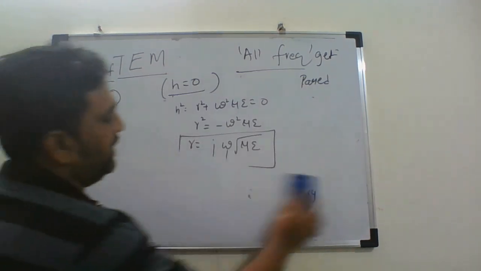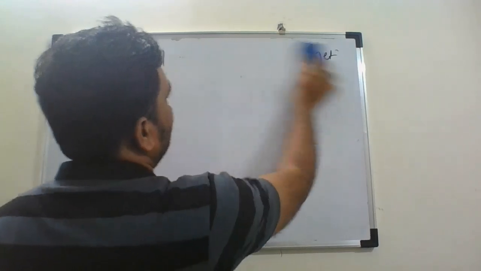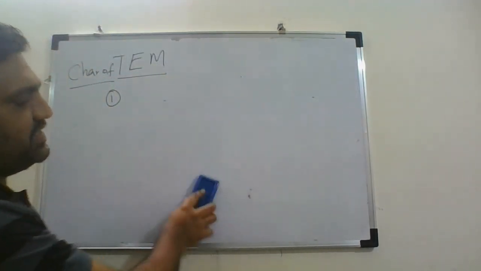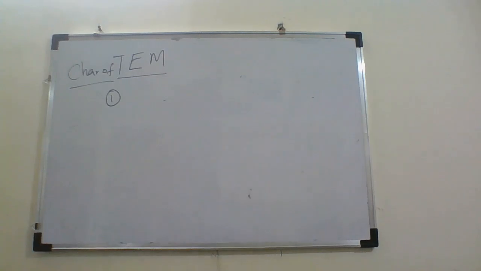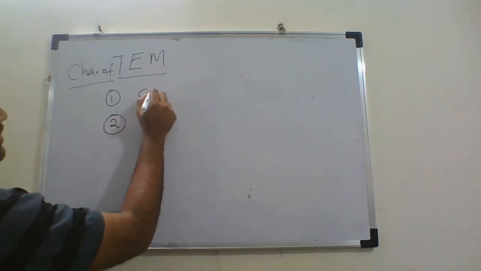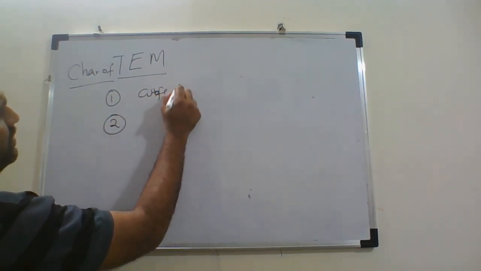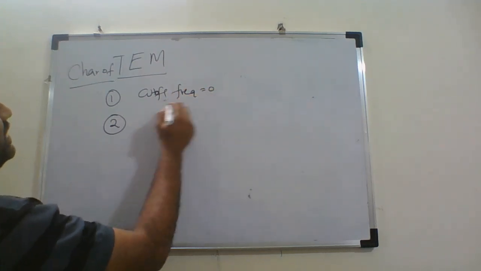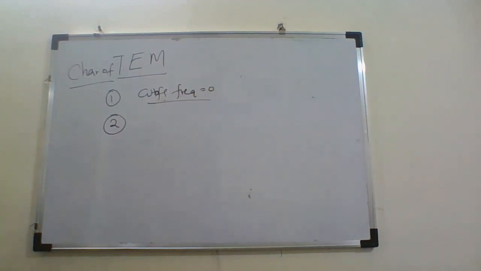Point 2 here, the special feature is that there is no cutoff frequency for the transverse electromagnetic wave. Every frequency gets passed through it. The cutoff frequency, or minimum frequency, is 0. There is no cutoff point.